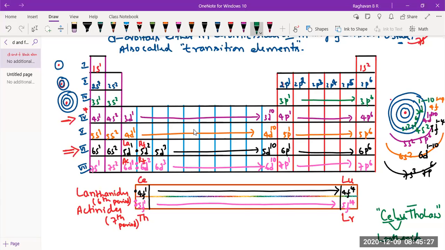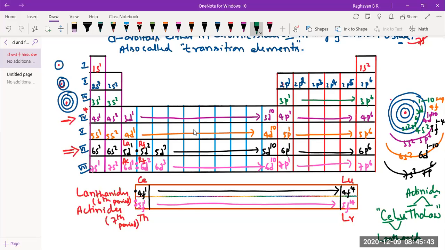Thorium to lawrencium is actinides. Okay, so this is how exactly. Fine, we'll get back to this now.